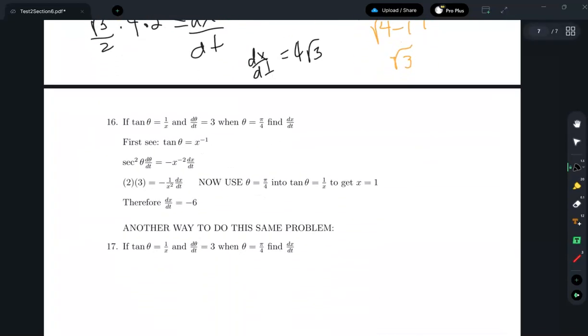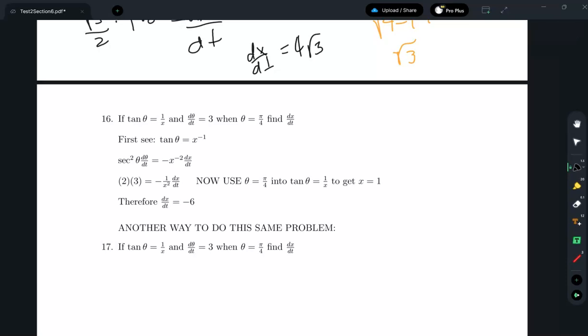Okay, so let's look at this one. So here's the tangent is 1 over x. So first, I'm always going to rewrite this as x to the -1, so it's easier to take the derivative of. So then I take the derivative of tangent, secant squared, times d theta over dt. Take the derivative, negative x to the -2 times dx over dt. And I will recommend you write the negative exponents in the denominator. So let's see, what did I plug in? So I got d theta over dt is 3, so that's what this came from.